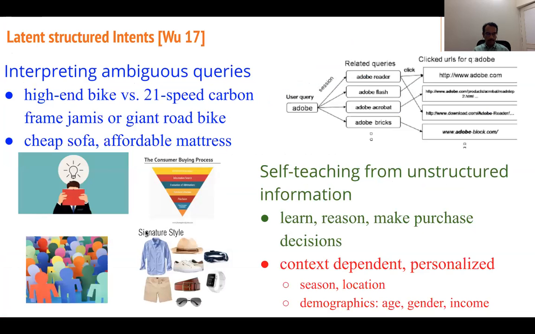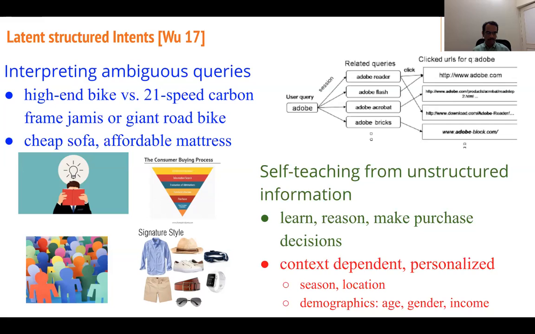So next is more recent: latent structured intents. Here, interpreting ambiguous queries like "high-end bike" versus "21 speed carbon frame Jenny's or giant road bike." So the second one is more specific. "Cheap sofa" and "affordable mattress" are more such examples like "high-end bike."